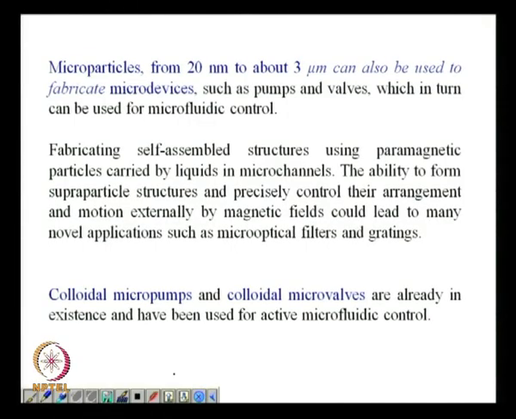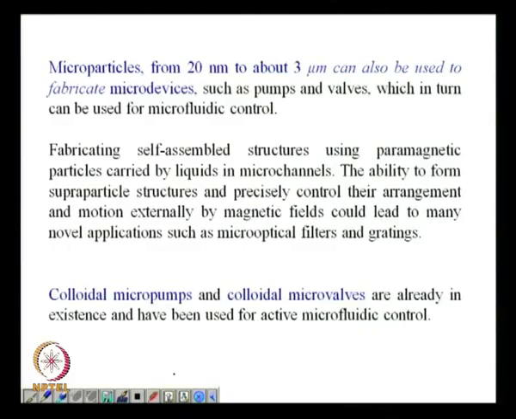To give you another example of how nanoparticles or microparticles can be effectively utilized, their motion manipulated from outside so that they can give rise to the working of a pump. It has come in a relatively recent paper in Science, I believe in 2002, where it was shown that microparticles of the size 20 nanometers to about 3 micron can be used to fabricate micro devices, micro pumps, which can be used in turn for the control of microfluidic devices. So you have microfluidic devices in which the flow rate could be smaller than microliter, in many cases it could be nanoliters. So how do you devise a pump which would create such a small flow?